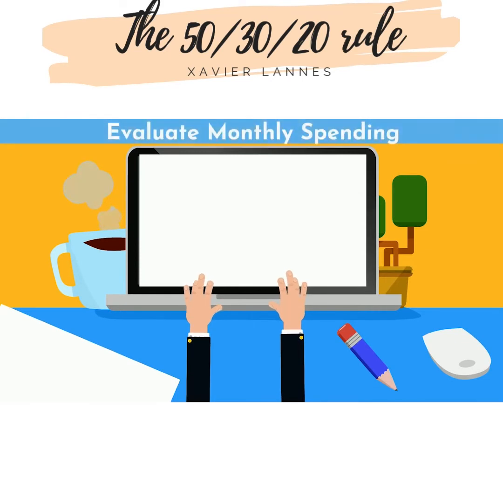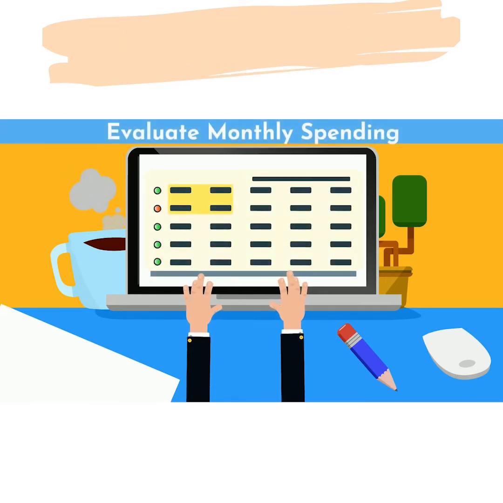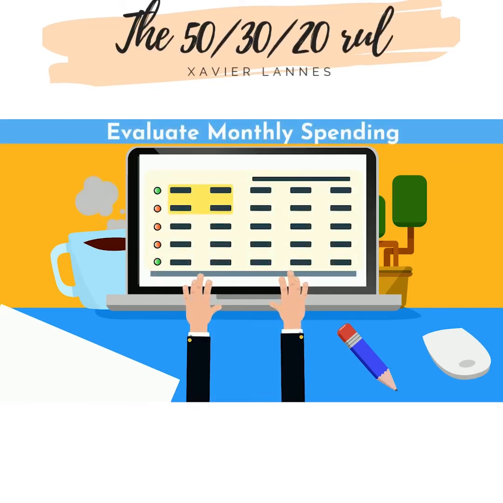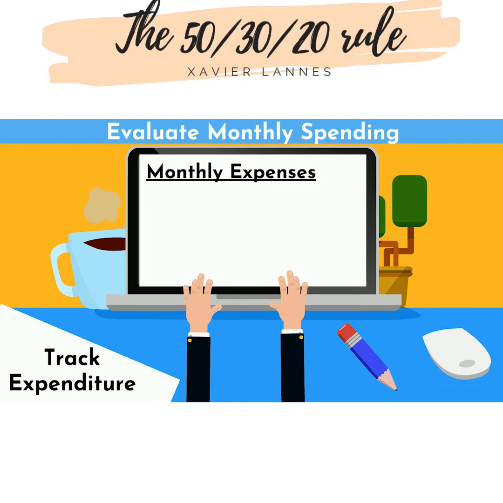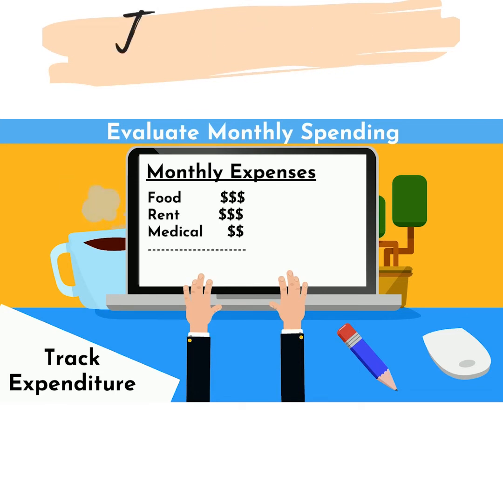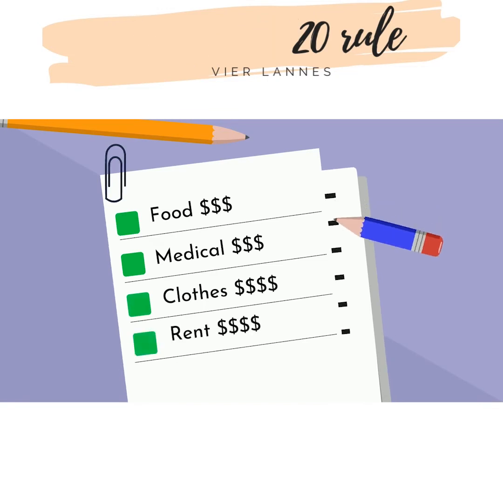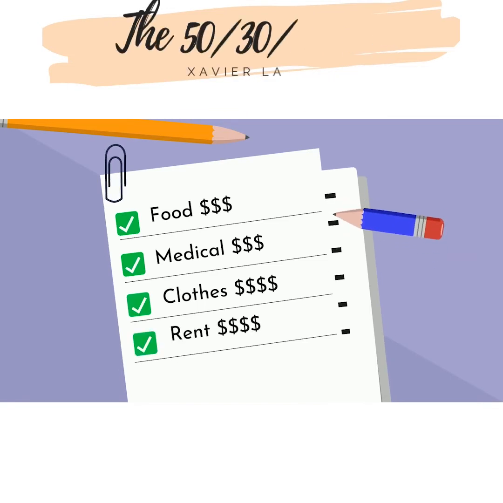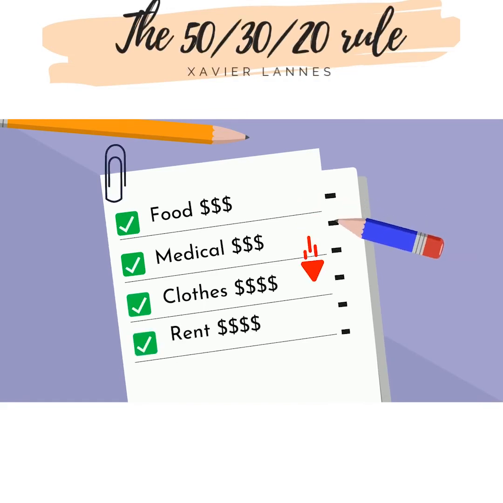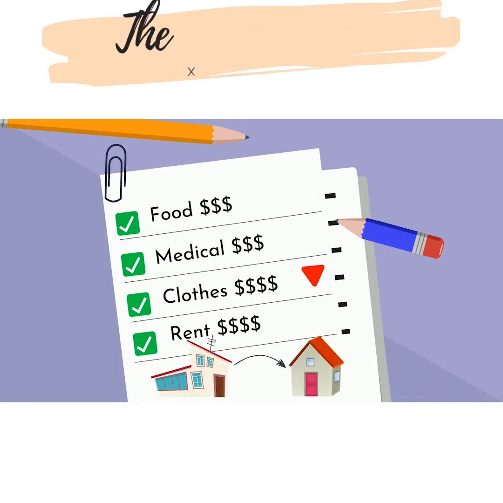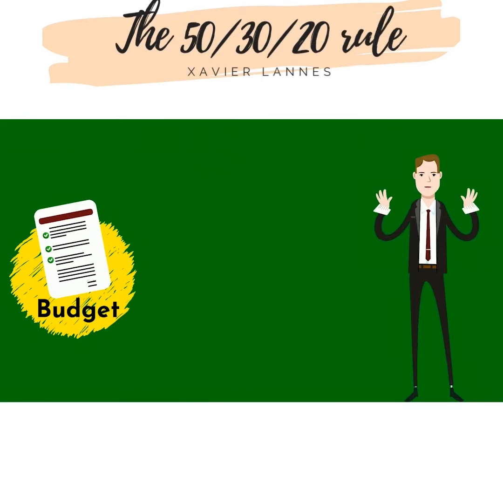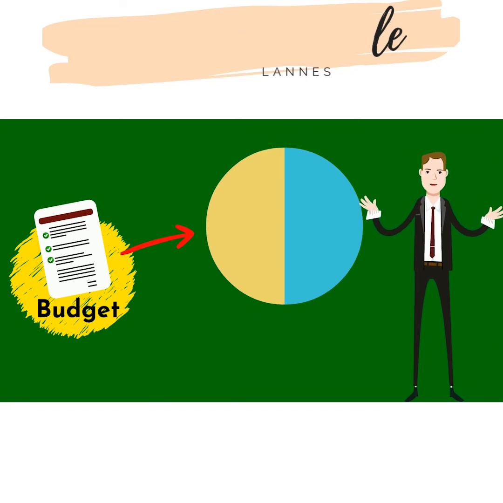All you need to do is carefully evaluate what you spend your money on each month. A good rule of thumb is to track your expenditure so you can have a good picture of where your money goes. Once you know where your money is going, adjust your needs by reducing unnecessary expenditure or find cheaper alternatives. Once your budget matches the 50% limit, you can now proceed to the next step.